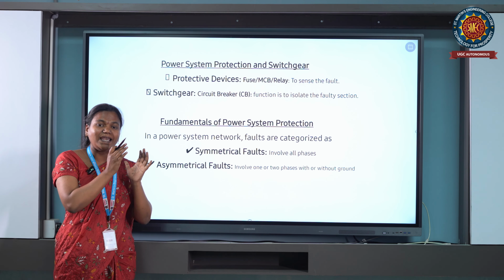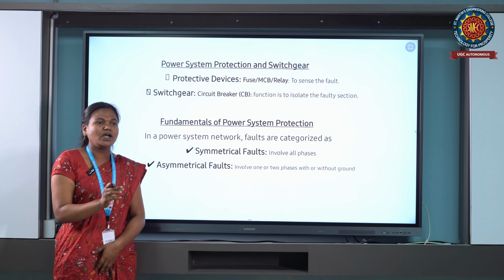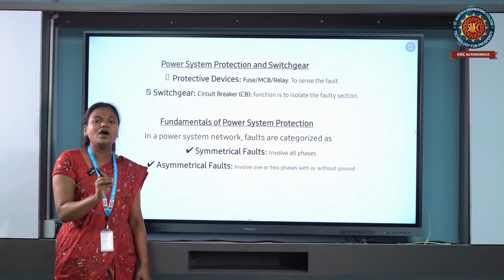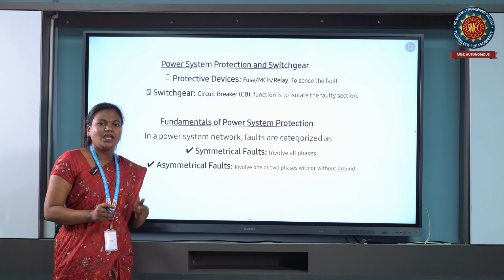Now see, we are producing power, transmitting the power, utilizing the power, and stepping down the power. During this process we get some losses. In electrical terms, losses are considered as a fault. So a fault is nothing but an abnormal condition.